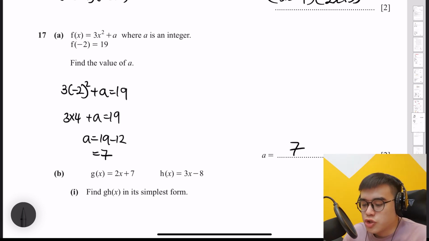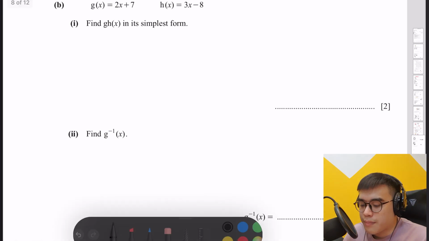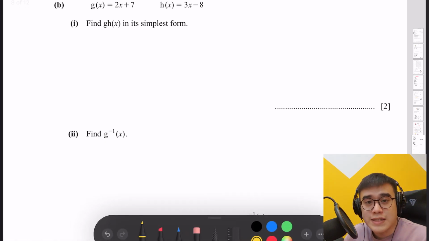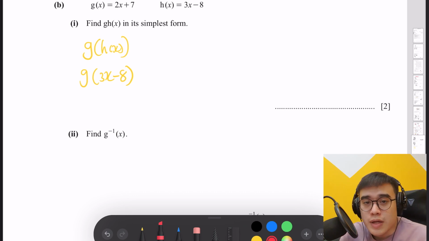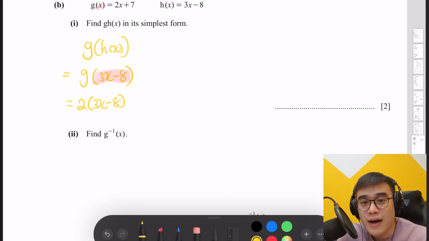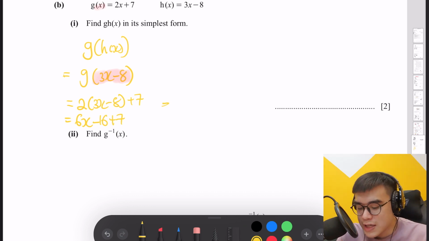As for part B, g of h of x here, okay, I first replace the h of x with 3x minus 8, and then this 3x minus 8 will act as the x for me to substitute into g's function. That's why I label it in red. After the substitution, you should be getting 6x minus 9, and personally I will simplify it by taking the common factor of 3 out from the brackets. So 3 bracket 2x minus 3.